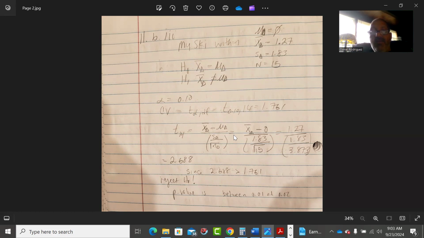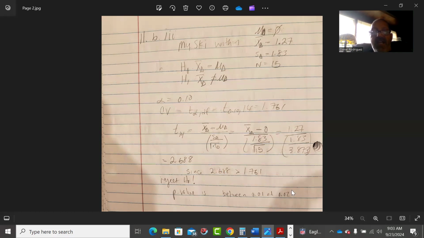We just plug everything into the equation, right? Notice that the mean difference for the population is 0, right? As I stated before, we believe the mean difference will be 0 because if the program doesn't work, it'll have no effect on skiing. So generally, you can just look at the mean difference in general, unless you have a very specific value that you want here. But generally, people use 0. 1.27 divided by the standard error, we get 2.688. Since 2.688 is greater than 1.761, we would reject the null hypothesis.